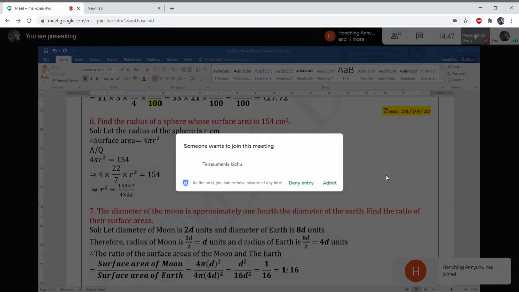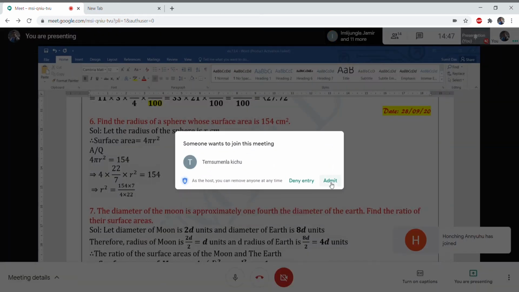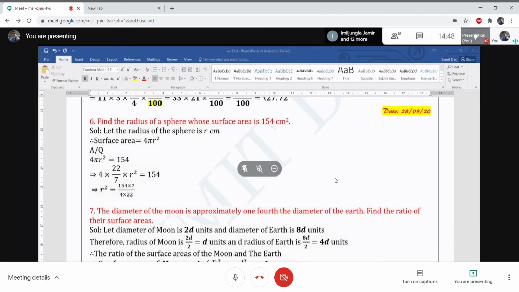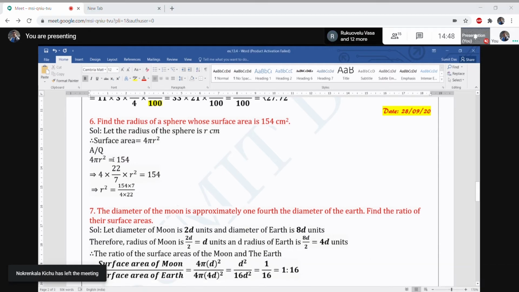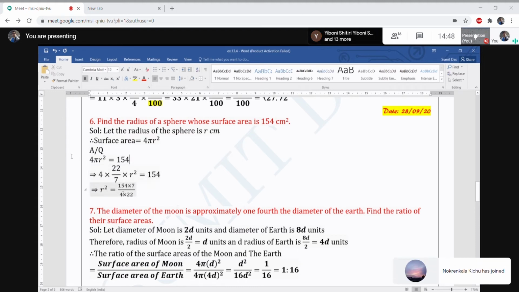So then what we have to do, we equalize this one. Then you can see in the next line I put the value of pi, which is 22 by 7. And r square, the value we don't know. So in the next line, I took everything to the right side except the r square. You can see 7 is multiplied here, so 7 will cross multiply to 154. So in the numerator it will be 154 and the denominator will be 4 and 22. So we have to simplify this one.